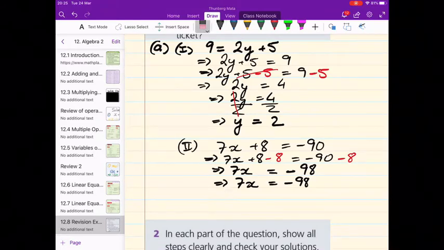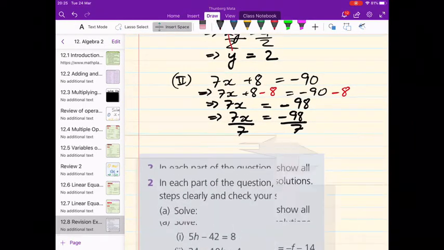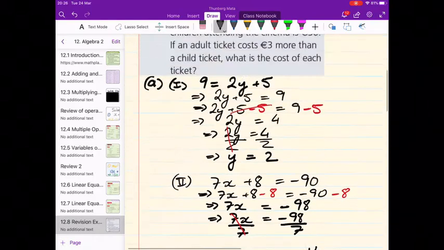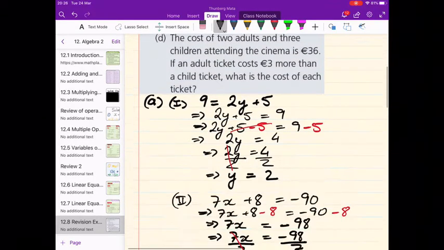Then we can see that the number in front of our variable, apologies, is a 7. So we'll divide 7x by 7 and we'll have to divide minus 98 by 7 as well. 7x divided by 7 will leave us with just a single x. And minus 98 divided by 7, well, a negative number divided by a positive is going to leave us with a negative number anyway. There's 10 7s in 70, and then 98 take away that 70, we're left with 28, so that's 4 7s. That means there's 14 there. So x is equal to minus 14, because 14 sevens would be 98.